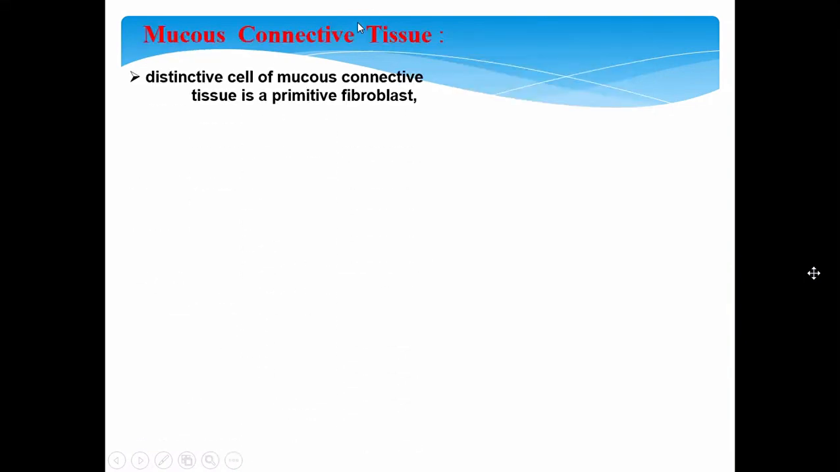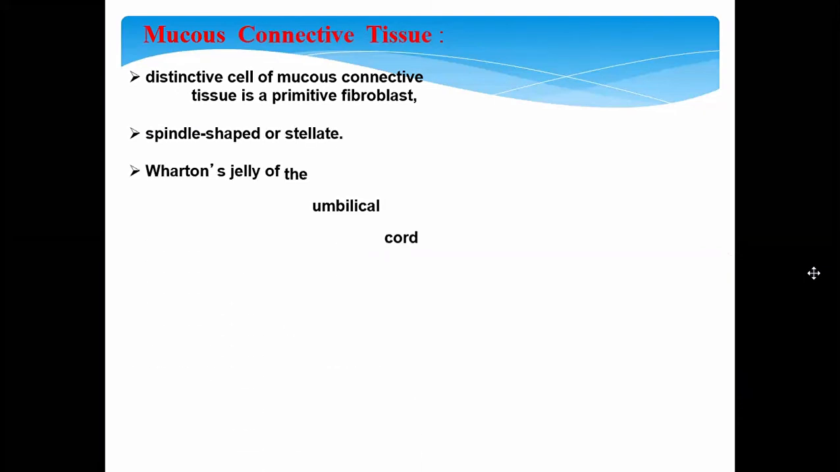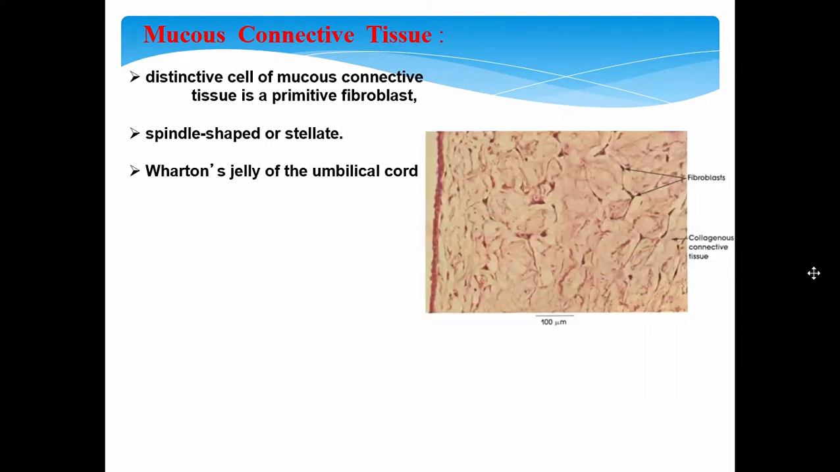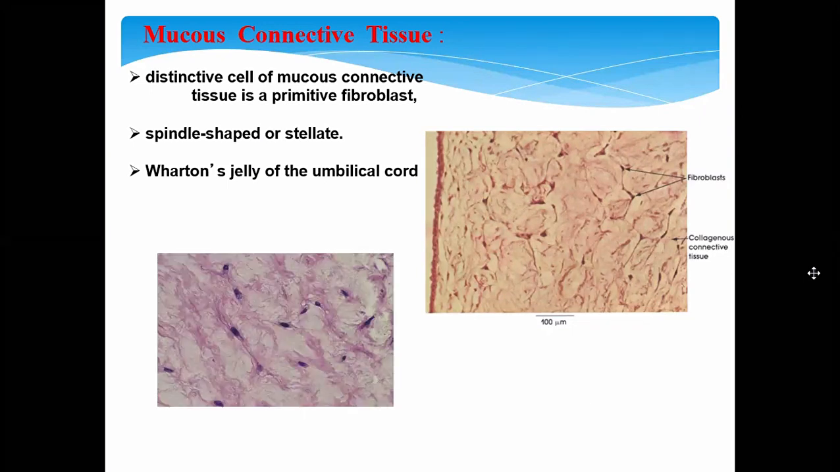Mucous connective tissue. The distinctive cell of mucous connective tissue is the primitive fibroblast, so spindle shape or stellate. You have Wharton's jelly of the umbilical cord. These are examples of your mucous connective tissue. There you are. And here the same, Wharton's jelly in the umbilical cord.